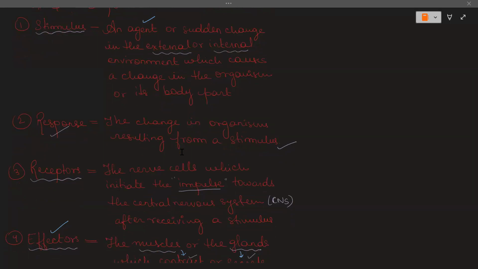So, two things we have learned up until now. We have learned about the stimulus and we have learned about the response.